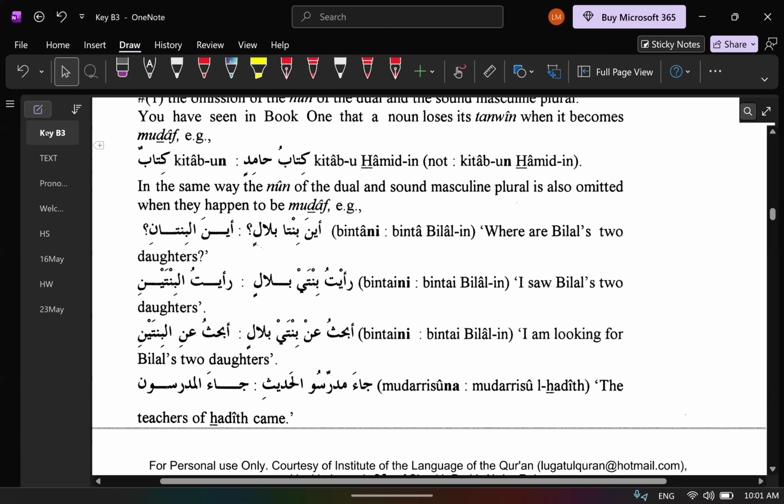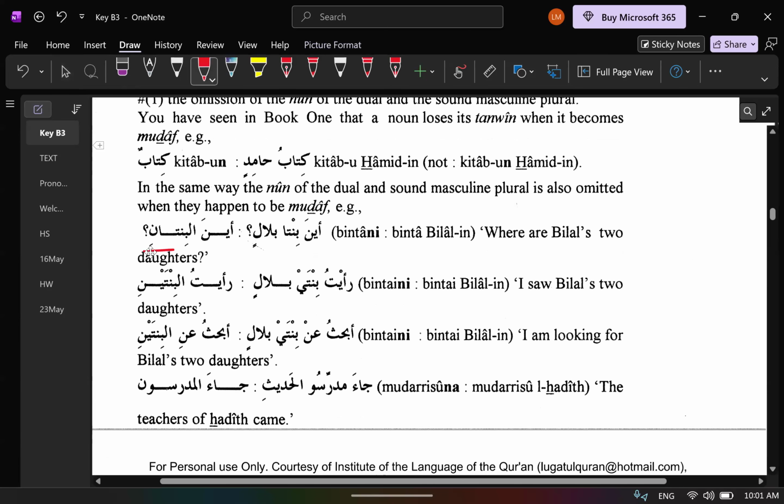In the same way, the noon of the dual and the sound masculine plural is also omitted when they happen to be mudaf. So, Ainal Bintani, where are the two daughters or the two girls? Aina Binta Bilalin. So, noon got dropped over here. Where are the two daughters of Bilal? Raitu Bintaini. I saw two daughters. Raitu Bintai Bilalin. Noon got dropped. Abhasu Anil Bintaini, I am searching about the two girls. Abhasu an Bintai Bilalin. Noon got dropped.